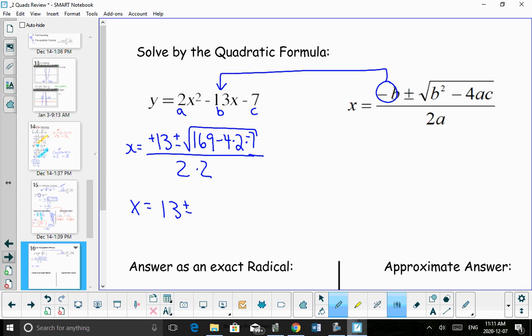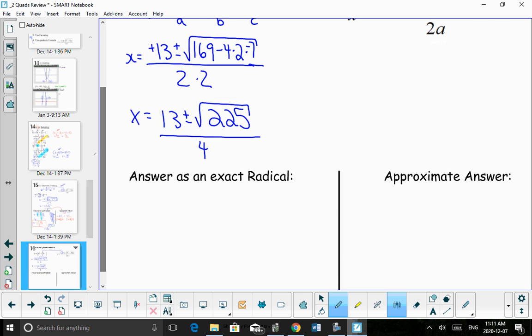So now we're just going to use our calculator. So 169 minus 4 times 2 times negative 7, and I get out 225 over 4. Okay, so for the radical now, I'm just going to simplify this down. Now, in this case, it's a perfect square.